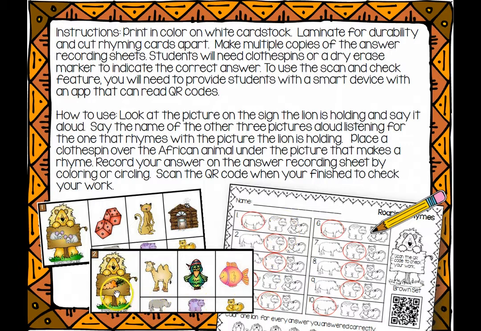And then students look at the picture that the lion is holding on the sign. So like this one's carrot, and then they will say the 3 pictures. So they have to decide out of a field of 3 which one of these 3 rhymes with carrot. And in this case, it would be parrot. And then you can either have them clip a clothespin at the bottom or use a dry erase marker to circle it. You can decide how you want them to indicate the answer. And then they will complete the answer recording sheet. So for this one, the answer is parrot. So they would mark the hippo on the answer recording sheet.